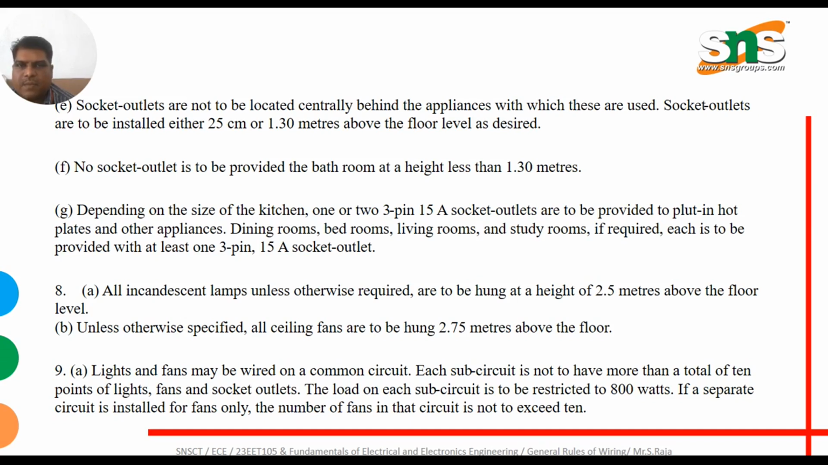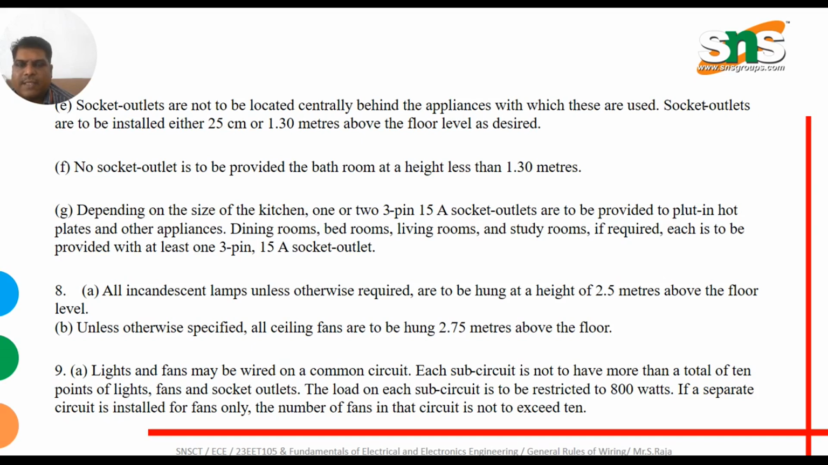Dining rooms, bedrooms, living rooms and study rooms, if required, are each to be provided with at least one 3-pin 15 ampere socket outlet. All incandescent lamps, unless otherwise required, are to be hung at a height of 2.5 meters above the floor level. Unless otherwise specified, all ceiling fans are to be hung 2.75 meters above the floor. Lights and fans may be wired on a common circuit. Each sub-circuit is not to have more than a total of 10 points of lights, fans and socket outlets.